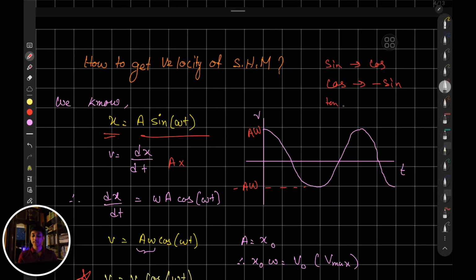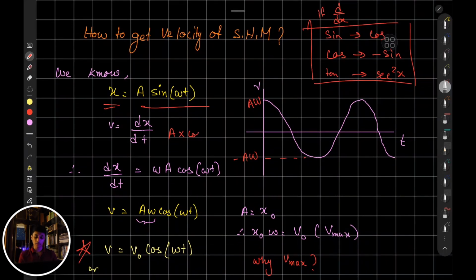If you differentiate tan, it becomes sec square x. You don't need this, but I'm just saying it. So these are the few rules for differentiation. Sine becomes cos, cos becomes minus sine, tan becomes sec square x, d by dx. Great. So if you know that, the sine will become cos omega t.